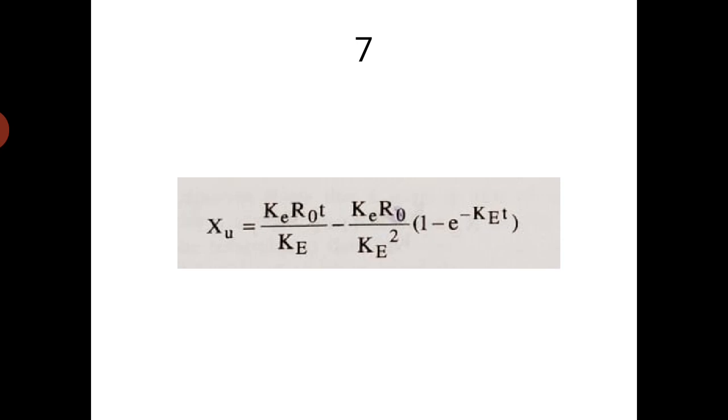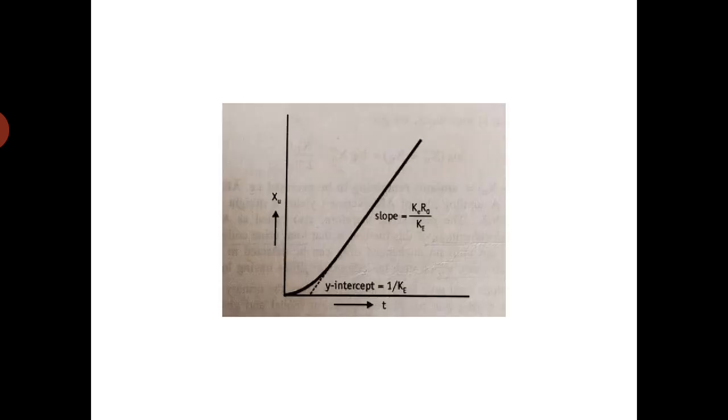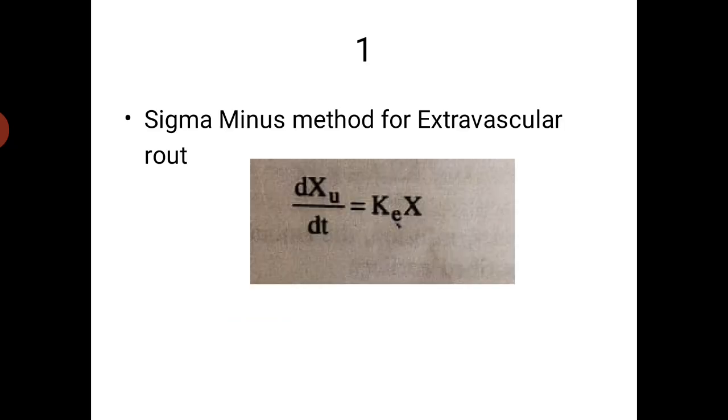Since it attains a steady state concentration, the term e raised to minus Kt becomes a negligible value. Finally, Xu is equal to Ke R0 t divided by K minus Ke R0 divided by K square. Now we plot the graph of Xu against time. We will get a slope equal to Ke R0 divided by K, and an x-intercept equal to 1 by K. Now the last part is the sigma minus method for extravascular administration.